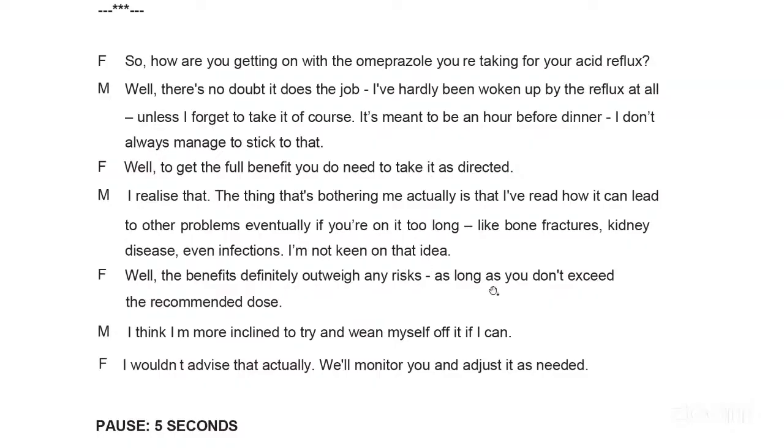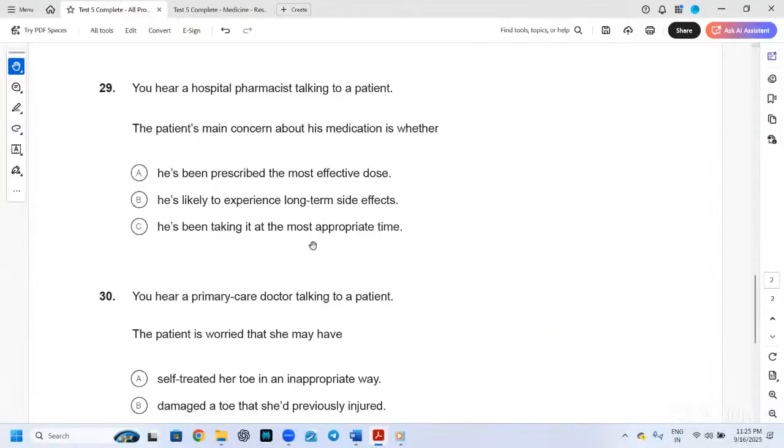Well, the benefits definitely outweigh as long as you don't exceed the recommended dose. So he's not exceeding the recommended dose. That's fine. It's not a problem. Okay, fine. So he's been prescribed the most effective dose. He is likely to experience long-term side effects. So that's what is long-term and side effects, other problems. Long-term means taking the medication for a long duration. He's been taking the most appropriate dose. He's not bothered about this. So effective dose is not discussed. Okay, right. That's fine. So this is how you are going to understand the question.